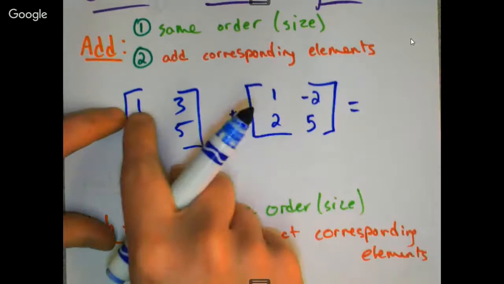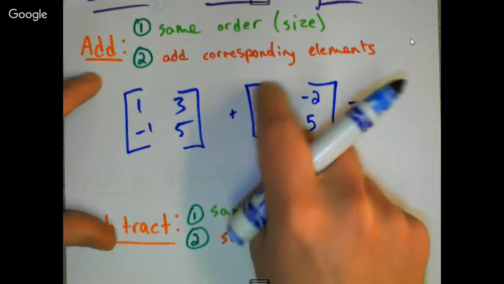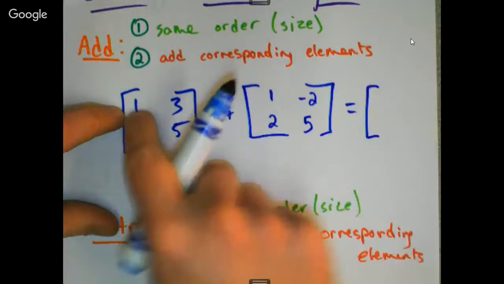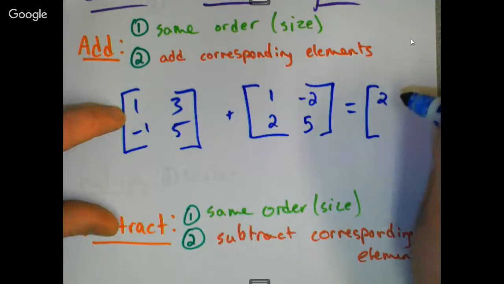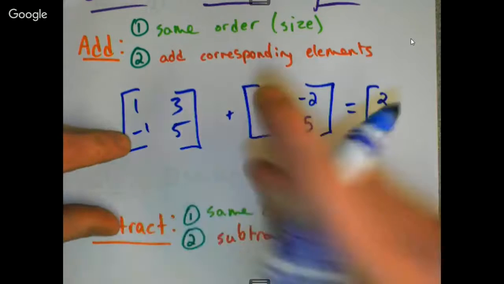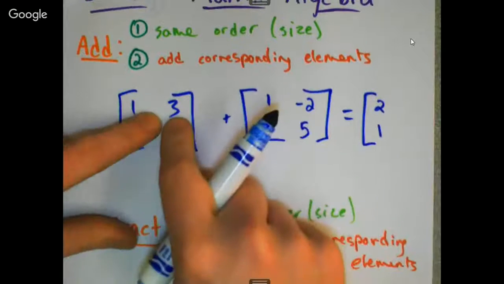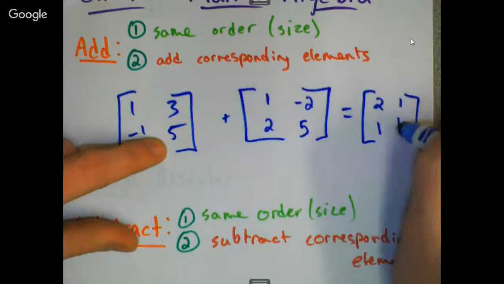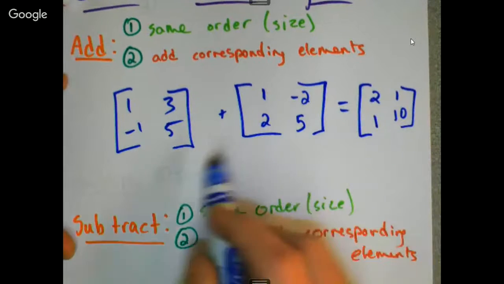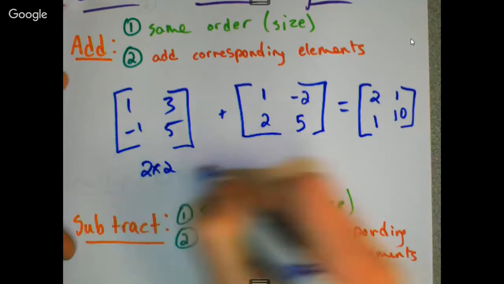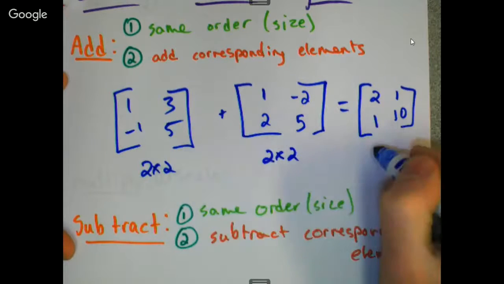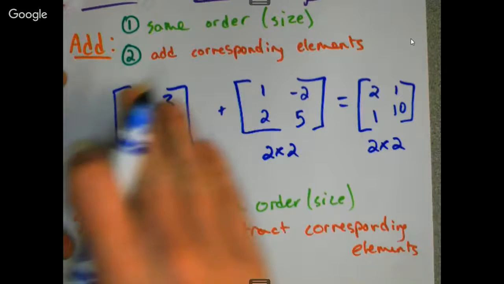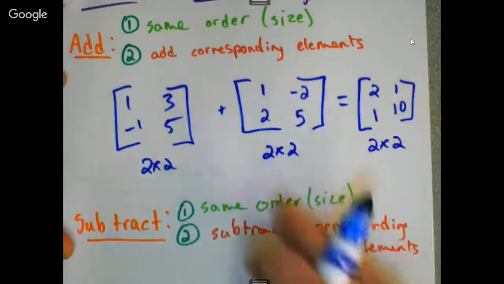And when we do this, we take this element plus this element. These are both in the same location. So we will get 2 then. Then we go to -1 plus 2. We go to 3 plus -2. We go to 5 plus 5. Now notice when I add them, I had a 2 by 2, a 2 by 2, and then I ended with a 2 by 2. That will always happen. Whatever order you start with, you will end with.